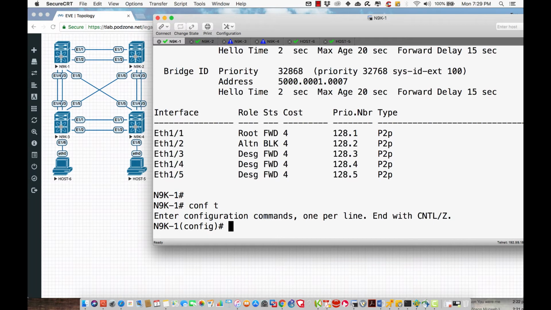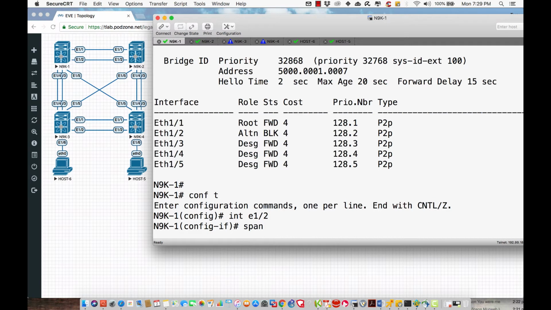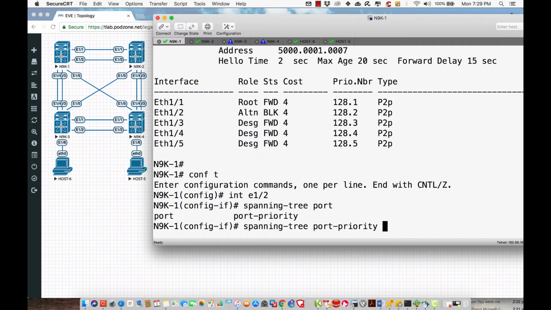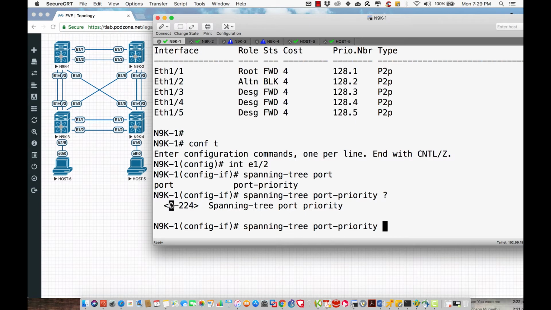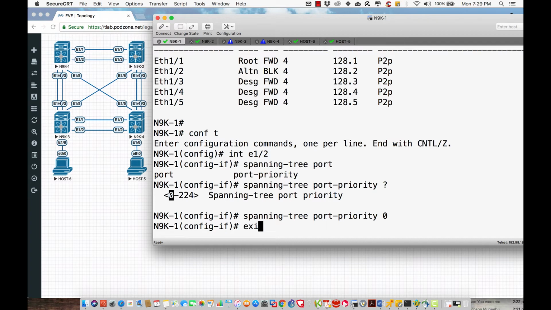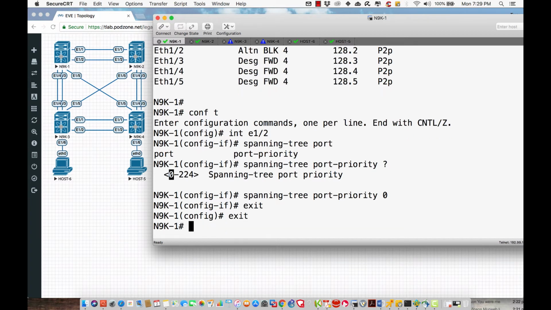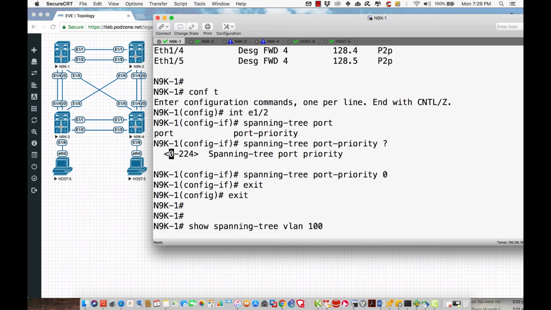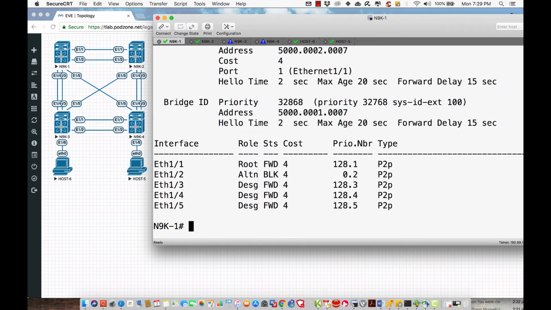I will demonstrate by doing that. I'll say Ethernet 1.2, and I'm going to say spanning tree port priority, and give it a numeric value as low as possible. I'm going to pick 0, knowing full well that the lowest value is what is going to determine who is elected the root port. However, when I execute show spanning tree VLAN 100, what we're going to see here is even though the priority is 0, the interface Ethernet 1.1 is still the root port. So this value locally means nothing.